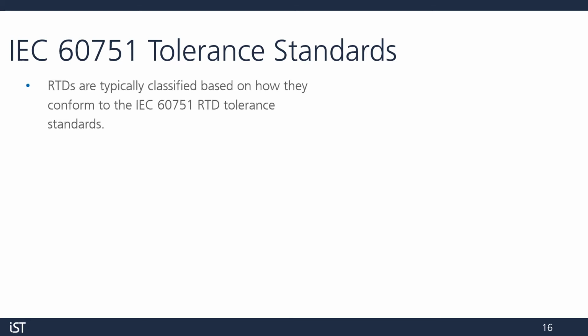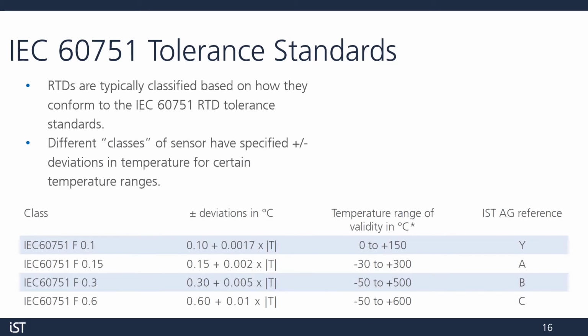RTDs are typically classified based on how they conform to the IEC 60751 RTD tolerance standards. We can see the different classes below. Each class corresponds to a different deviation formula, which is valid for a specific temperature range. IEC and DIN standards and classes are the most common ones you'll encounter when working with RTDs.